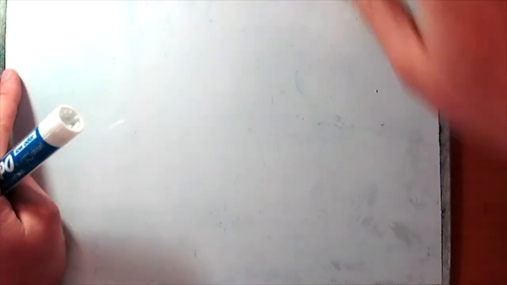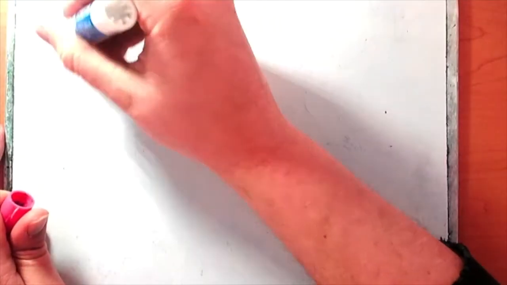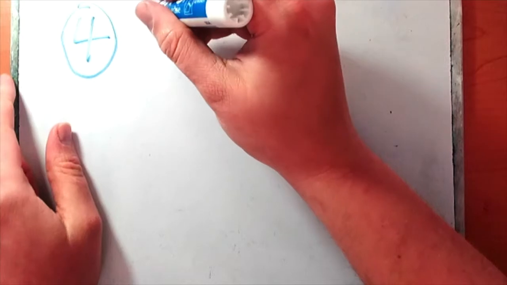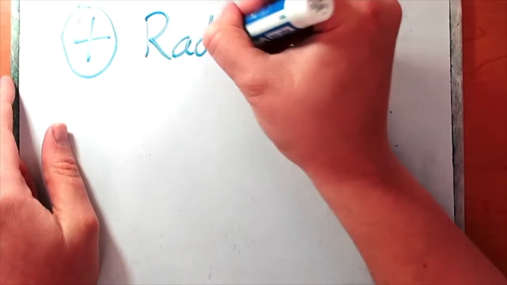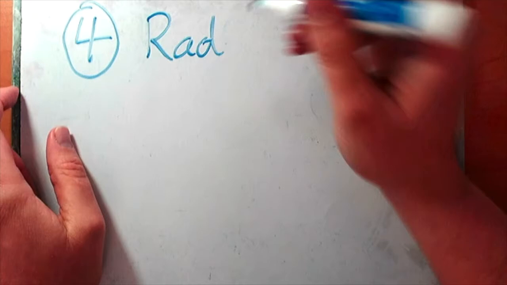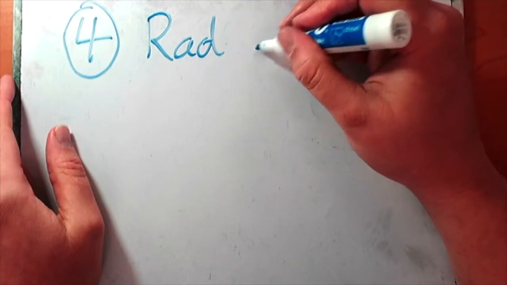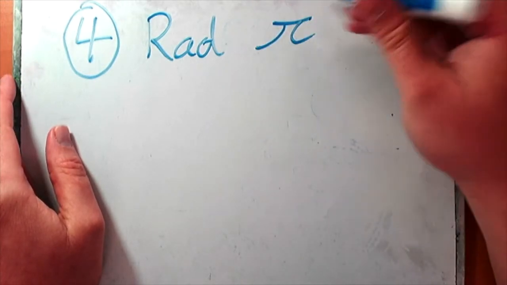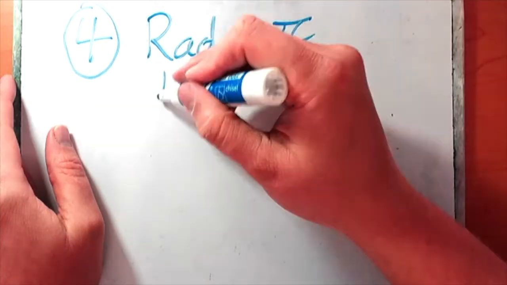Question 4. The question that I gave you is about radians. So just to take a break before we start, radians are measured in terms of pi. Wild, right? What the heck is a radian?